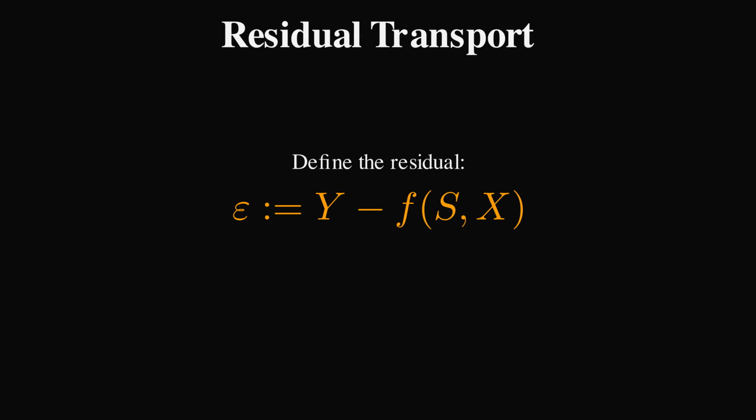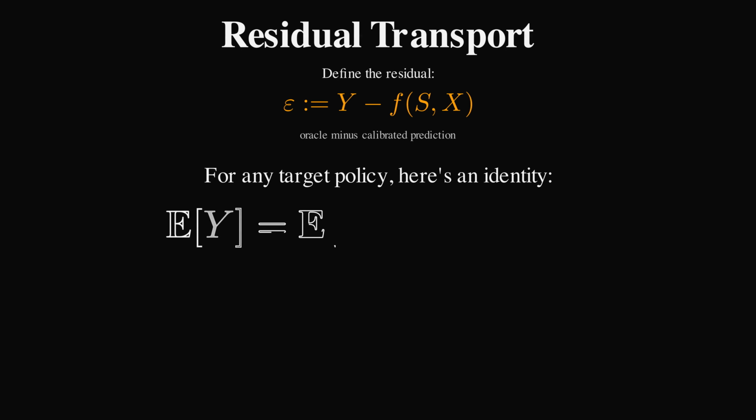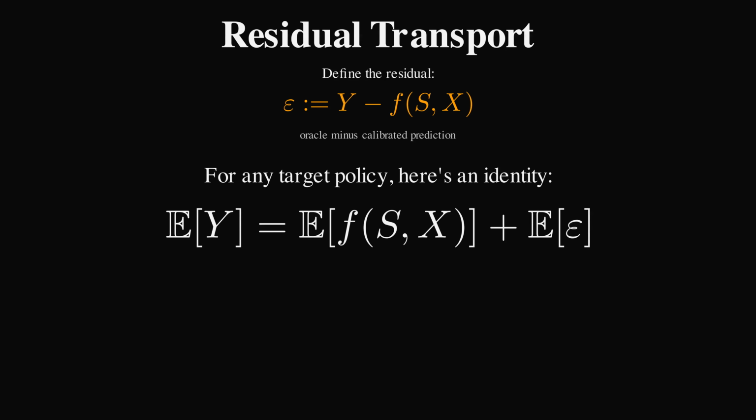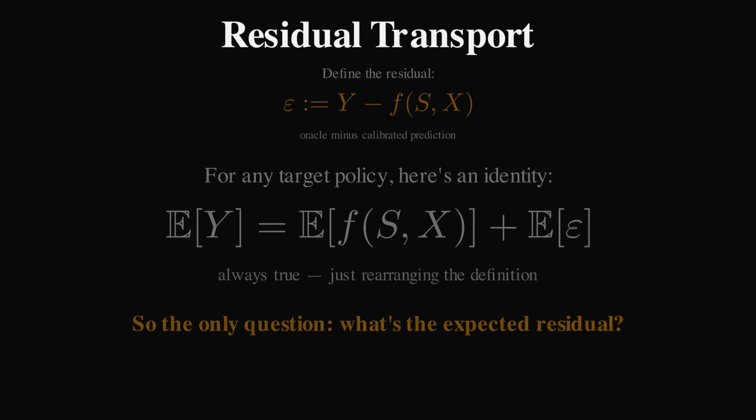Let me show you the math that makes this work. The residual is the oracle minus the calibrated prediction. When you train your calibration in one setting and apply it to predict Y labels in another, the residual is what remains after you subtract your prediction of Y from what you actually observe. Here's the key identity. The expected oracle label, in other words, the average performance of the policy, equals calibrated prediction plus average residual. So everything hinges on one question. What's the average residual in the target setting?